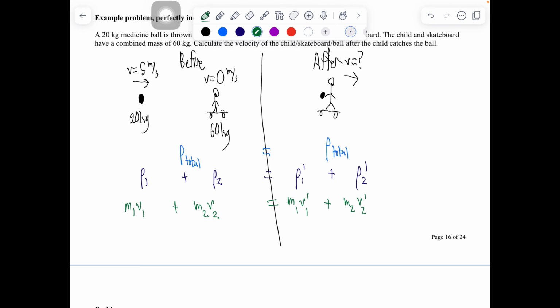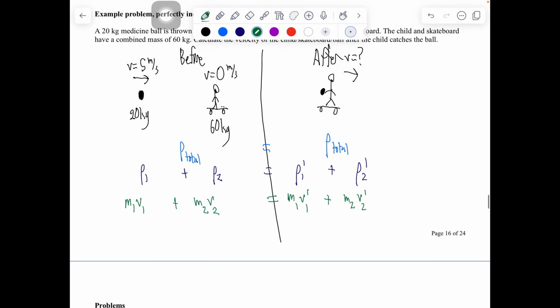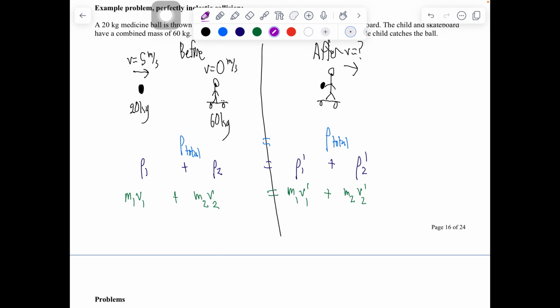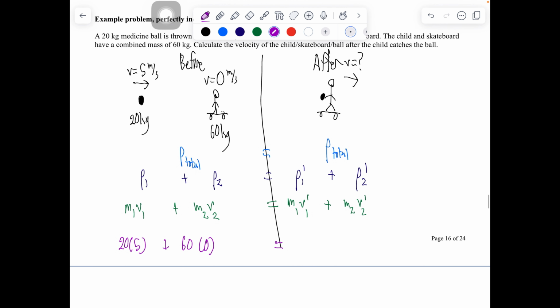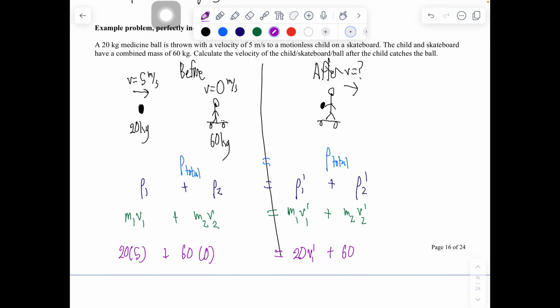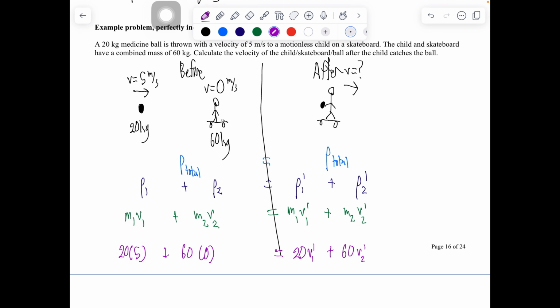m2v2 prime. Now the trick is, you could plug in and get to a point where you don't have enough information. You start plugging in, you say, okay, 20 times 5, we can do that. 60 times 0, we can do that, no worries. But on our right-hand side, we have the mass of object 1. That's our medicine ball. We don't know how fast it's moving. We have the mass of the child and skateboard. That's 60. We don't know how fast they're moving either. You have two unknowns in this equation, and it seems impossible. But there's a special trick.